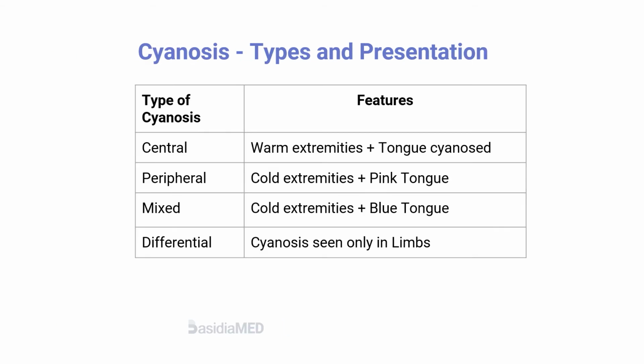Here is a simple way to identify the type of cyanosis. If the patient presents with cyanosis of the tongue, with warm extremities, it could indicate central cyanosis. If the patient presents with a pink tongue and cold extremities, it could indicate peripheral cyanosis. If the patient presents with cyanosis of the tongue with cold extremities, it could indicate mixed cyanosis. And, if only the upper or lower limbs appear cyanosed, it could indicate differential cyanosis.